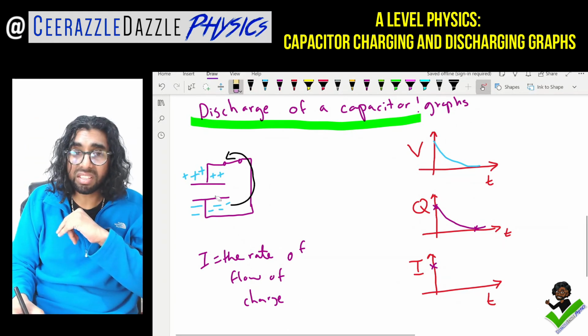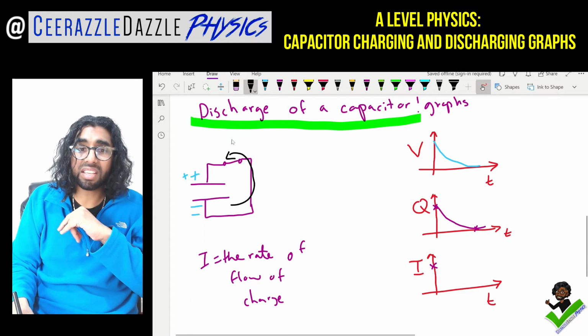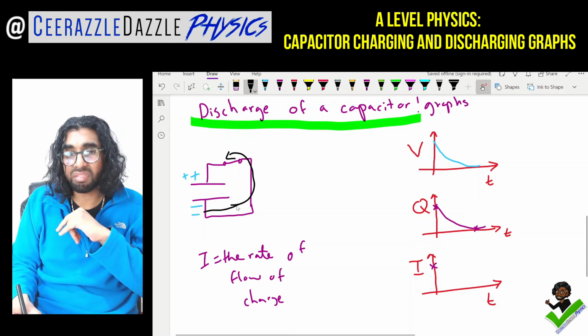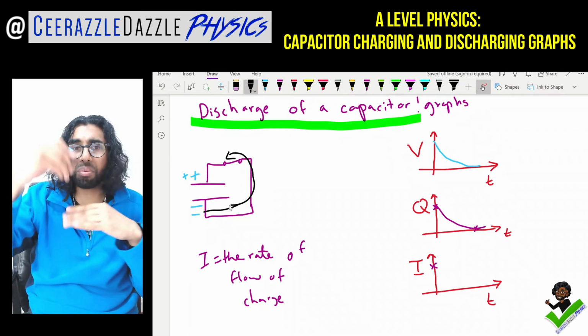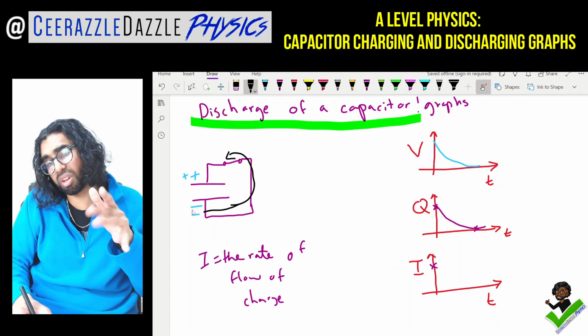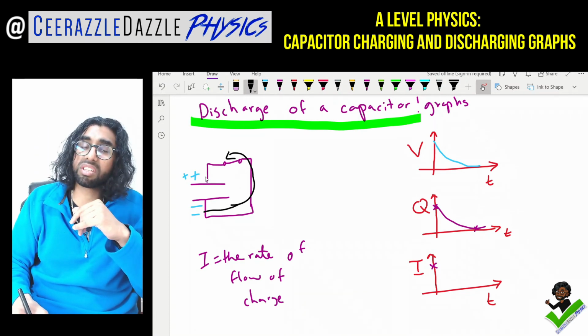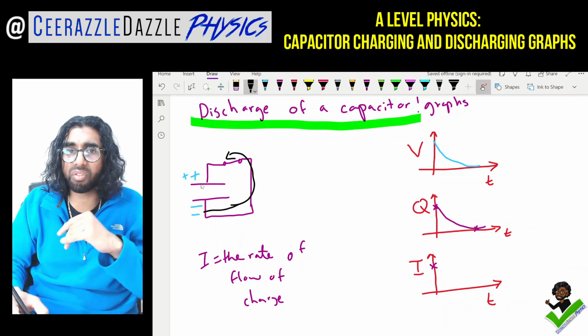But as it starts to become less and less charged, because it's losing charge going around the circuit, this electron is not going to be dying to move across now. Why? Because there's a lower potential difference. It's going to be less repelled from this terminal, and less attracted to this one over here. Still attracted, but it will happen at a slower rate.